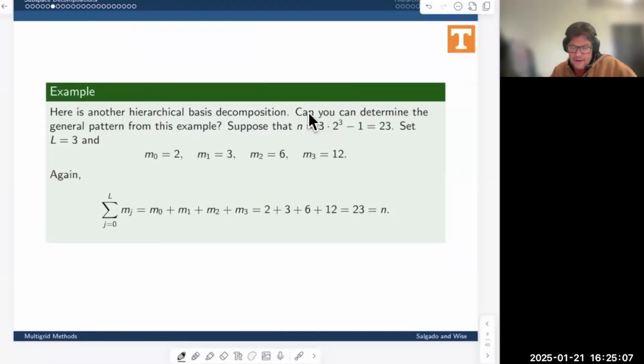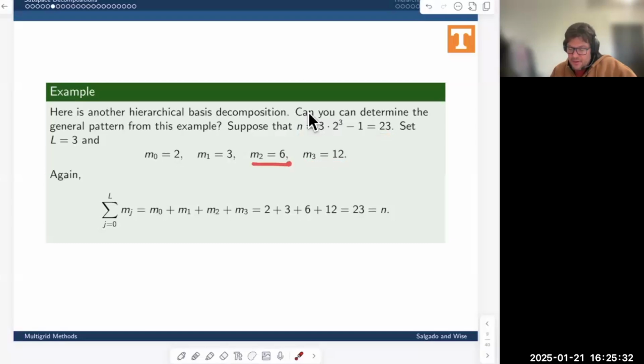Here's another example of hierarchical basis. And this one I can't write out because there's too many components. So n is equal to 23 in this case. And so I'm going to take the following numbers. M0 is equal to 2, M1 is equal to 3, M2 is 6, M3 is 12. Basically, M3 represents the number of odd numbers going from 1 up to 23.